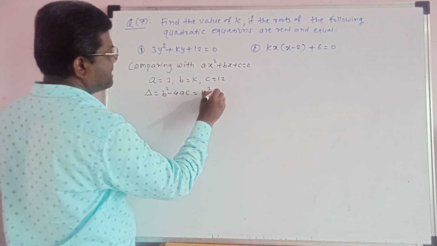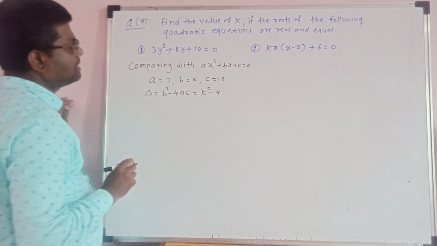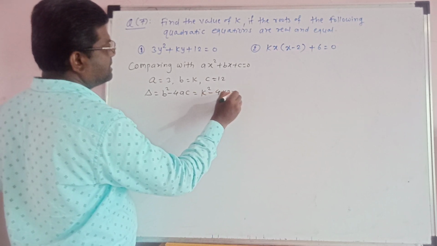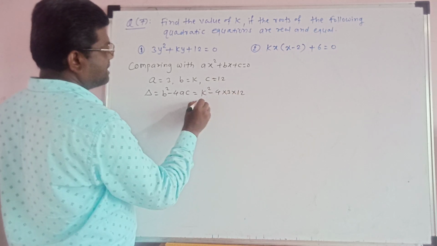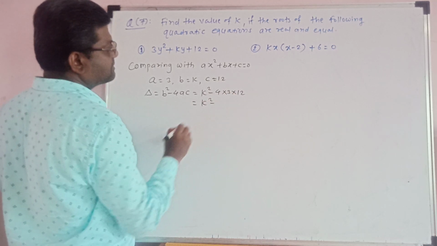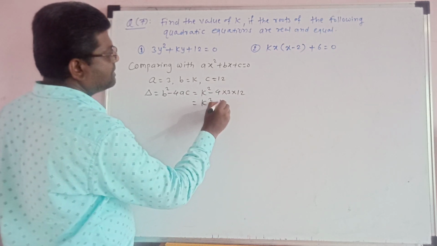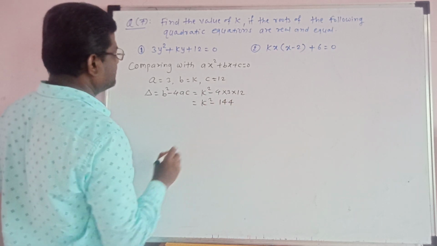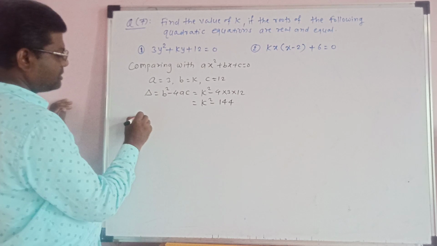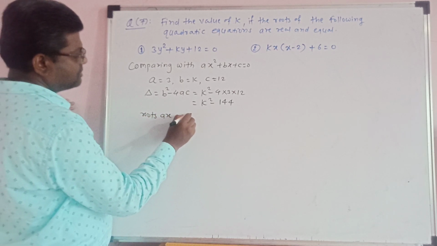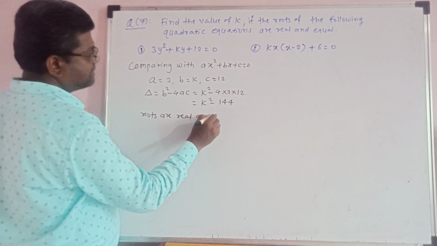Therefore k square minus 4 into value of a is 3, 4 into 3 into 12. Therefore k square minus 4 into 3 into 12, 12 into 12 is 144. Roots are real and equal.